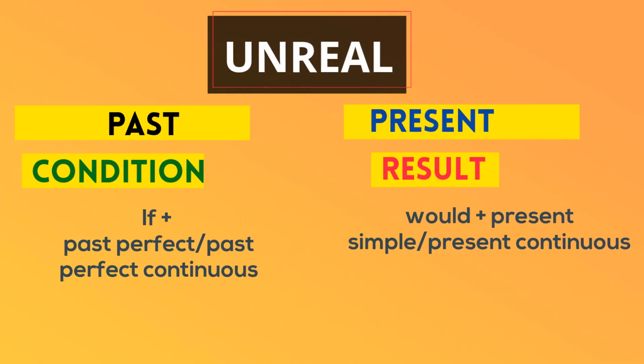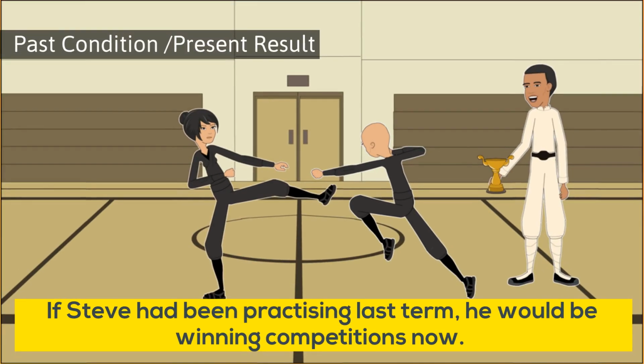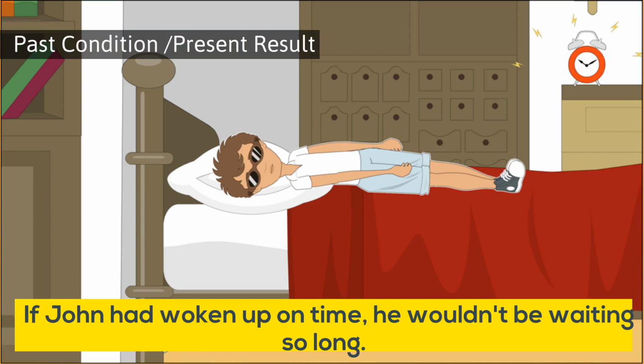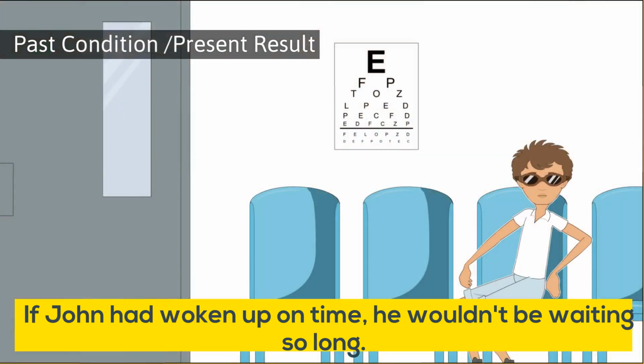Unreal. Condition, if plus past perfect or past perfect continuous. Result, would plus present simple or present continuous. If Steve had been practicing last term, he would be winning competitions now. If John had woken up on time, he wouldn't be waiting so long.